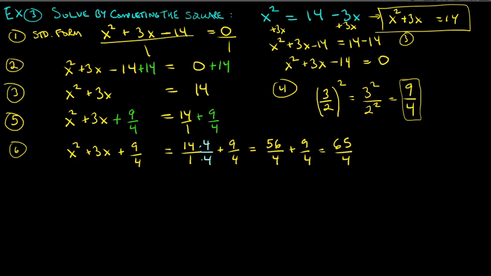So let's just rewrite this. The left side is still x squared plus 3x plus 9 over 4, and the right side is just 65 over 4.